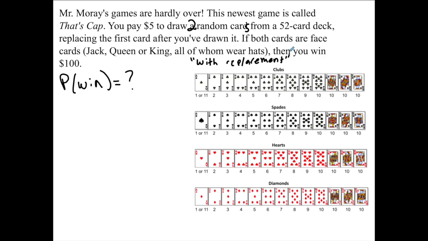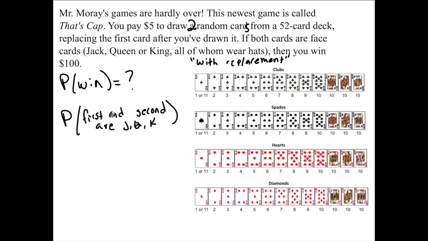I want to know the probability that we're going to win this one. So what I need to do is, I first do this. I put my hand in the deck. So what I need to know is the probability that first and second are Jack, Queen, King. Okay?